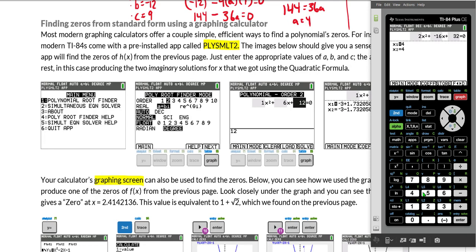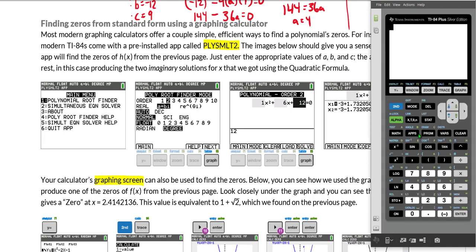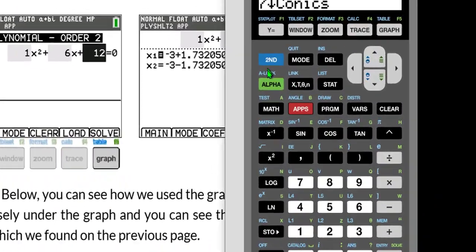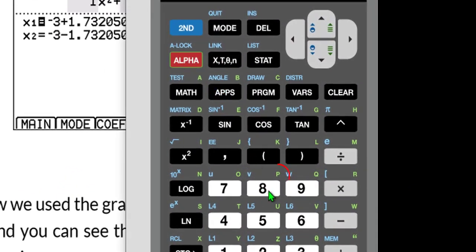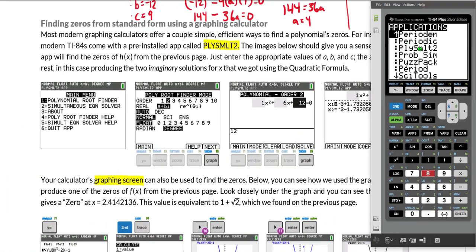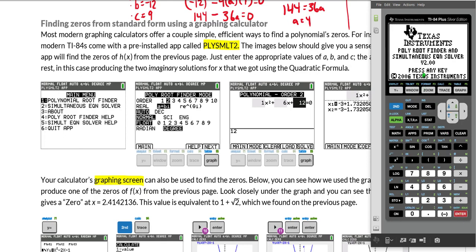Now, in the other calculator, in the older TI-84, let me get into that calculator. The layout here will be slightly different. We're going to go to apps. We are going to go alpha and then the 8 button, which is the P key. We are going to do PLYSMLT, which is right there. So I arrow down until PLYSMLT is highlighted. I hit enter. The intro screen, the title screen, is telling me to press any key.